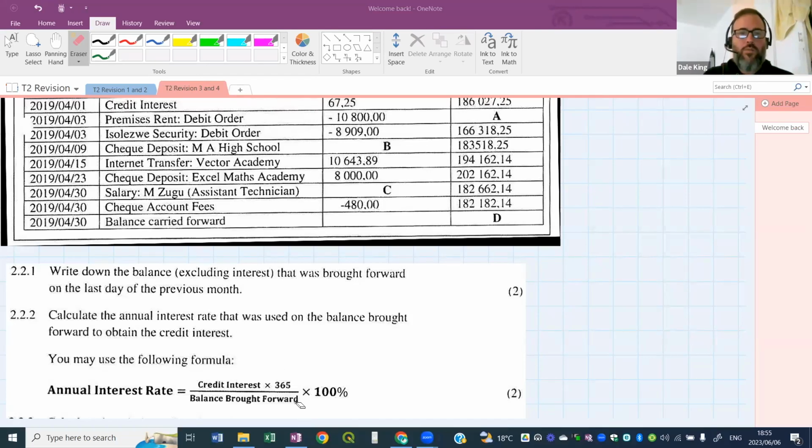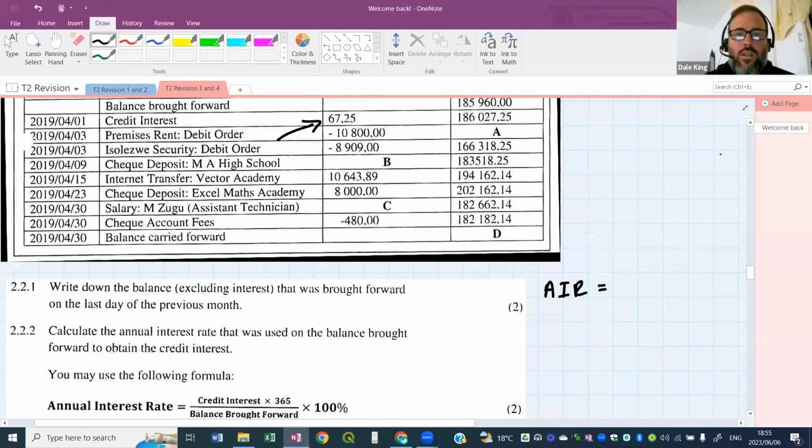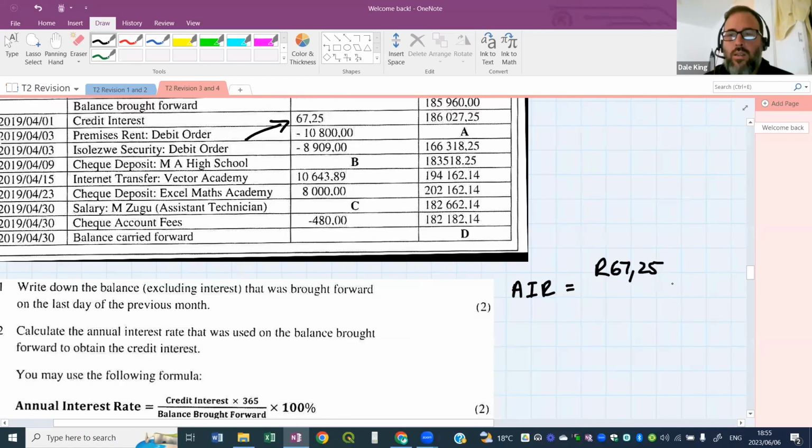So what we're going to do is use their formula and just substitute all the values in. I'm going to do it on the right-hand side here. AIR, for annual interest rate, is the credit interest. Where's the credit interest? Look here at the top. That's the credit interest. So we're going to take the credit interest, which is 67 Rand 25, and multiply that by 365 and then divide by the balance brought forward. Where's the balance brought forward? Here it is right at the top. They mentioned it in the previous question. So 185,960.